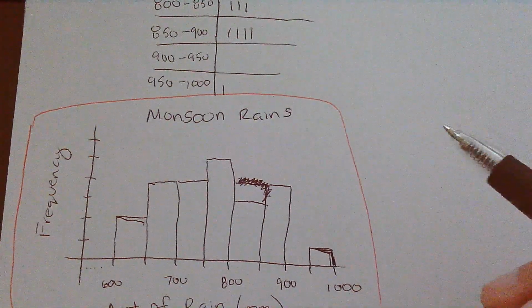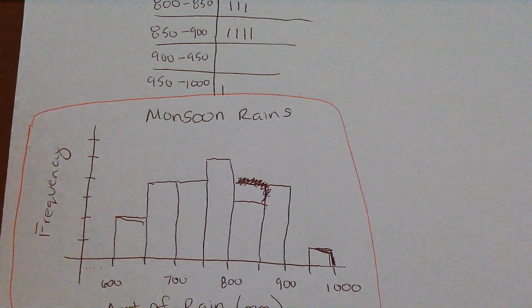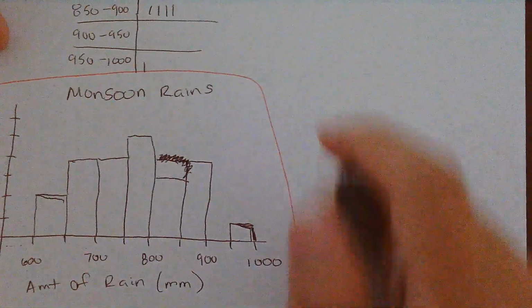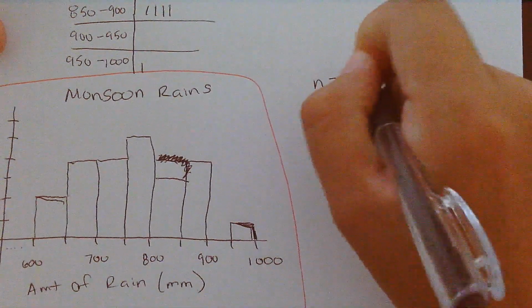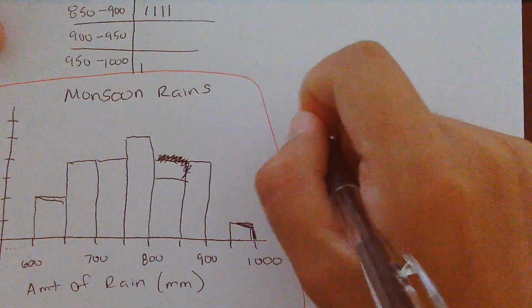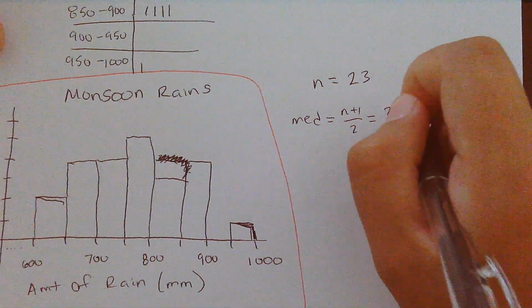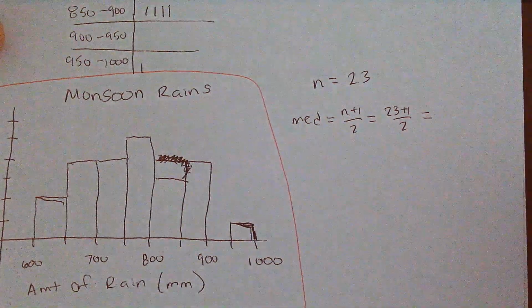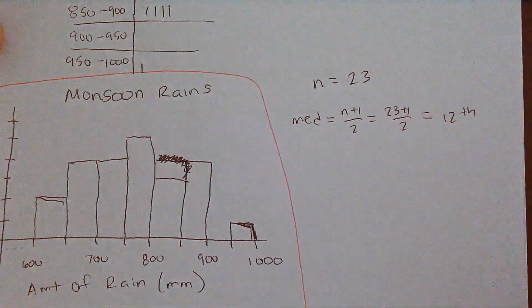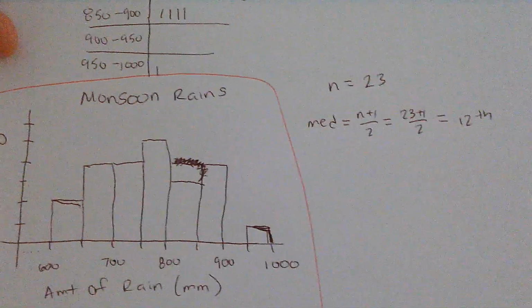To find the median, again, we are going to need our sample size, and we were told here that the sample size was 23. Which means if I wanted my median, I would do my n plus 1 divided by 2 magic here, 23 plus 1 divided by 2. Got the 12th observation. So this is where the frequencies come in handy.